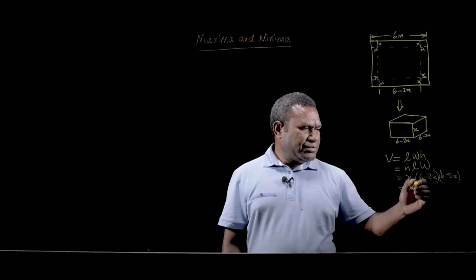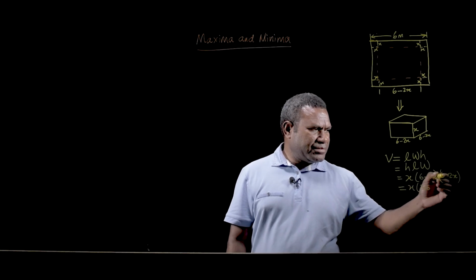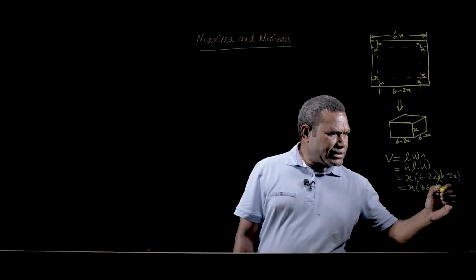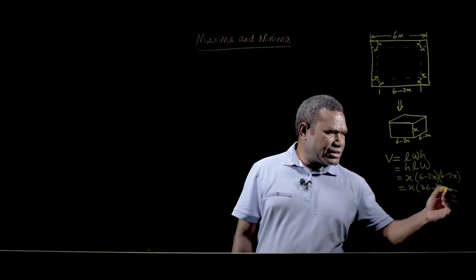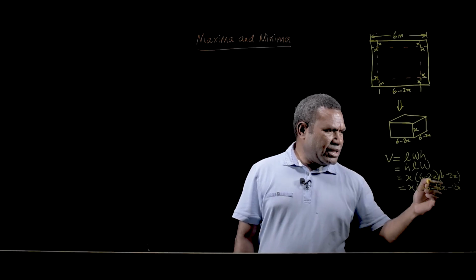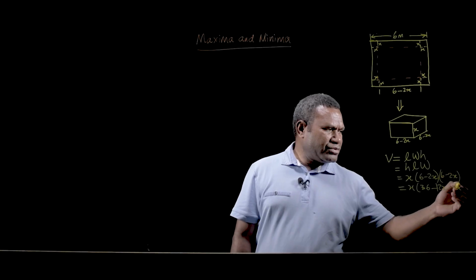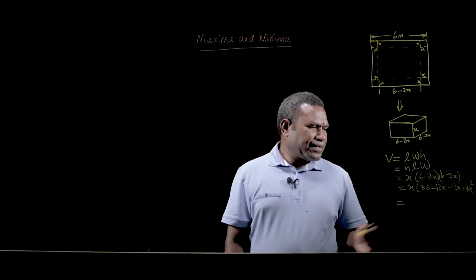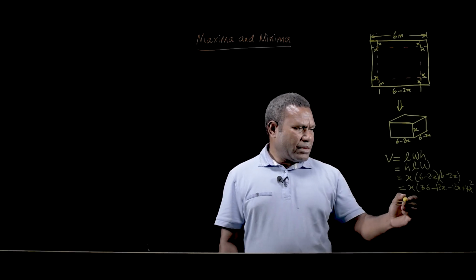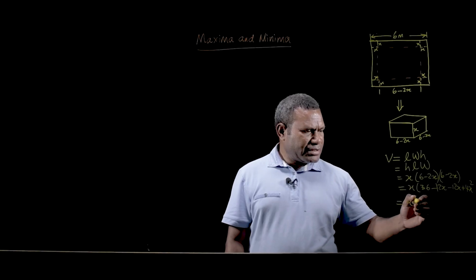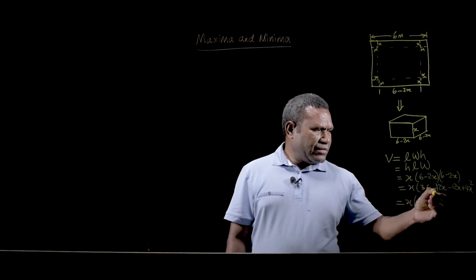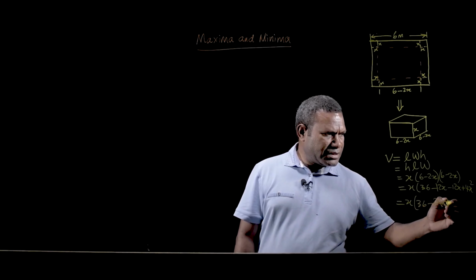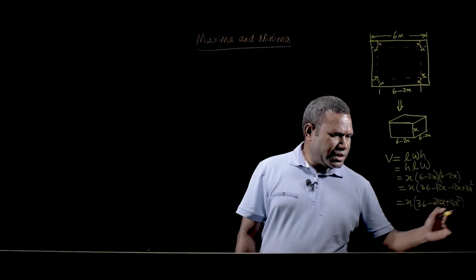So it will be x multiplied by 6 times 6, which is 36. 6 times minus 2x will be minus 12x. Minus 2x times 6 gives us minus 12x, and minus 2x times minus 2x gives us positive 4x squared. So we have x multiplied by 36, and collecting like terms gives us minus 24x plus 4x squared.